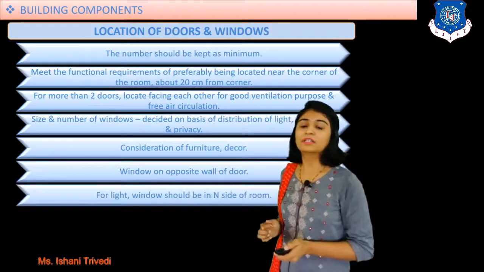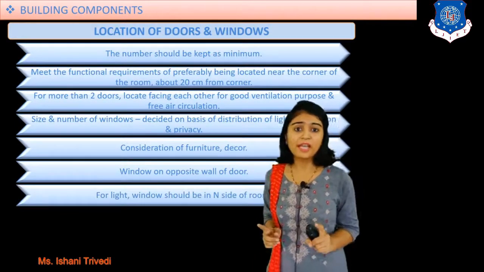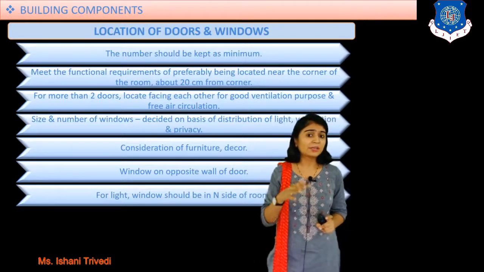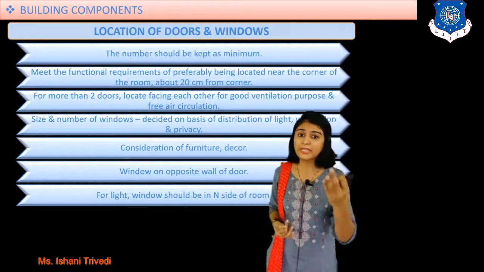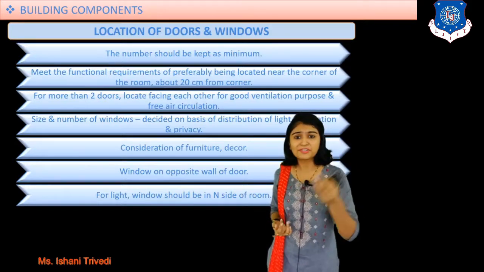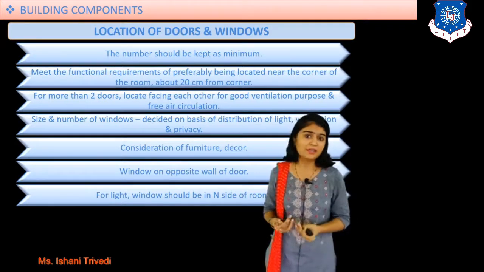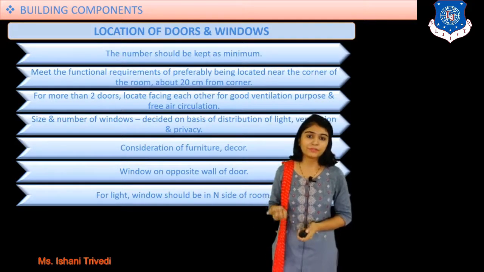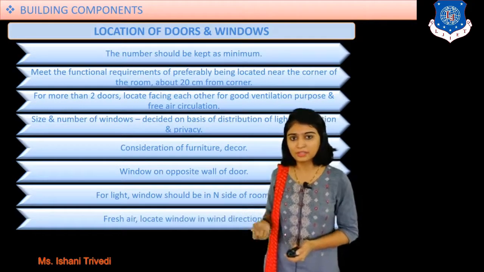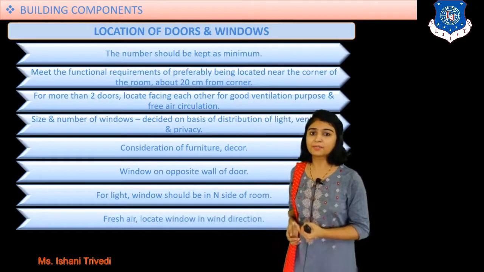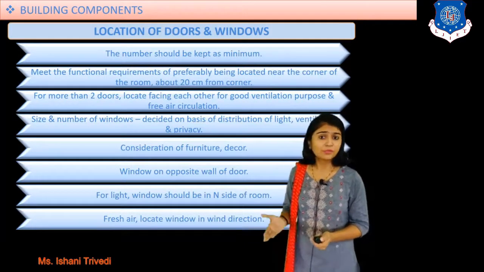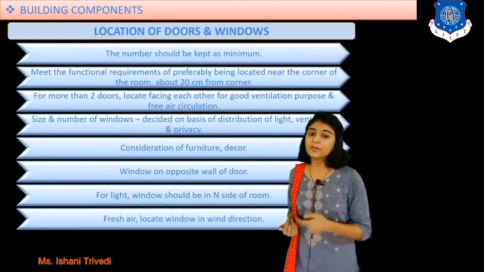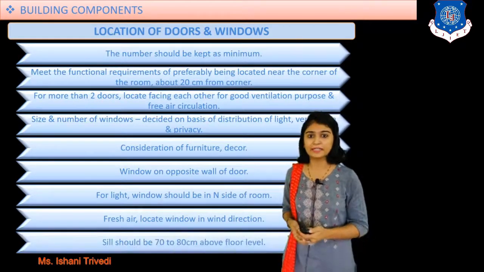Next, for lighting purpose. We have windows which are sometimes provided only for light, and we have windows provided for bedrooms where fresh air or breeze is required. So for lighting purpose, locate it in the north direction, and for wind purpose, always locate it in the direction of the wind. I think you would have studied all these things in your principles of building planning as well.